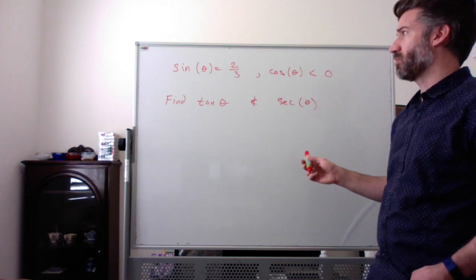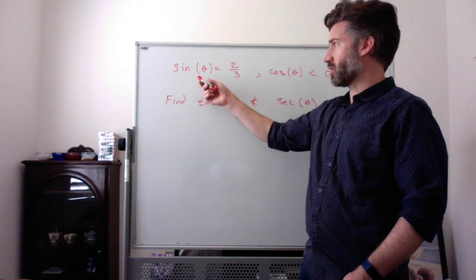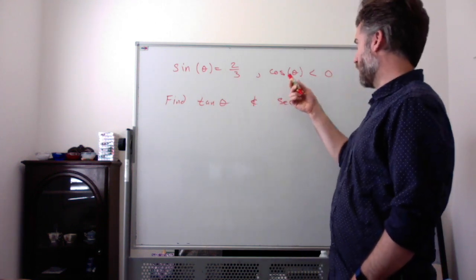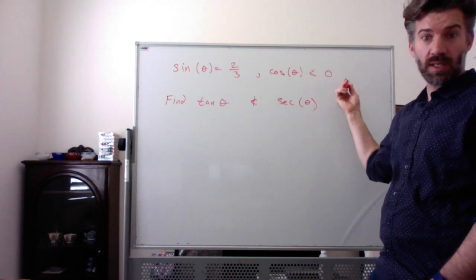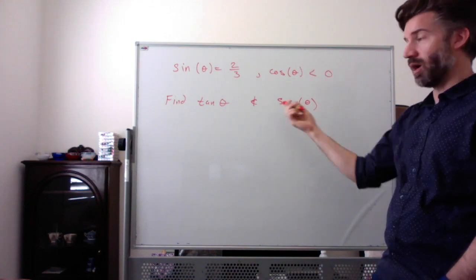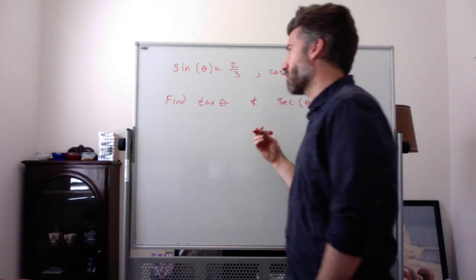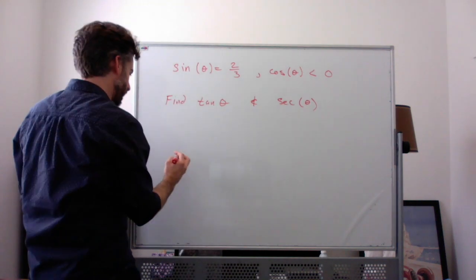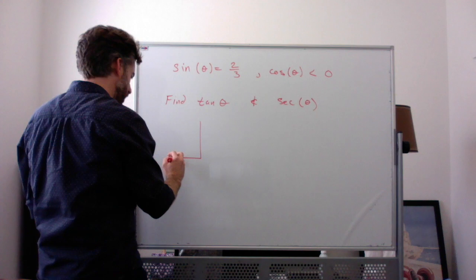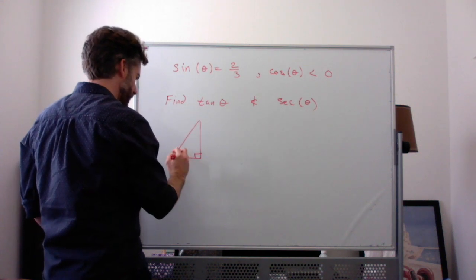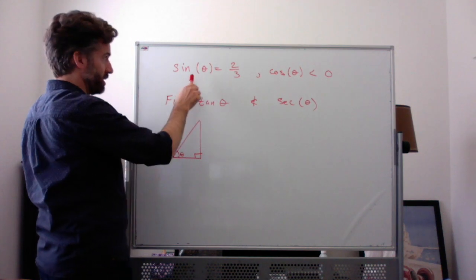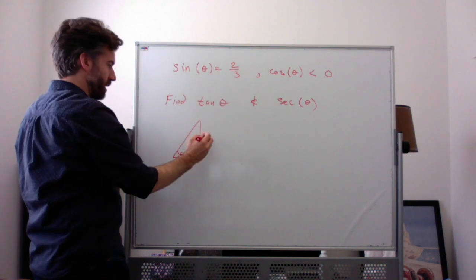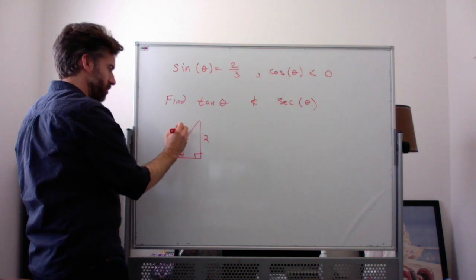These are some similar problems where you're given a trig function of an angle equal to a value and another trig function being positive or negative, and asked to find some other trig functions of that same angle. So the idea here is that if I know that sine of theta is equal to 2/3, I can draw a right triangle where, since sine is opposite over hypotenuse, I can say that the opposite is 2 and the hypotenuse is 3.